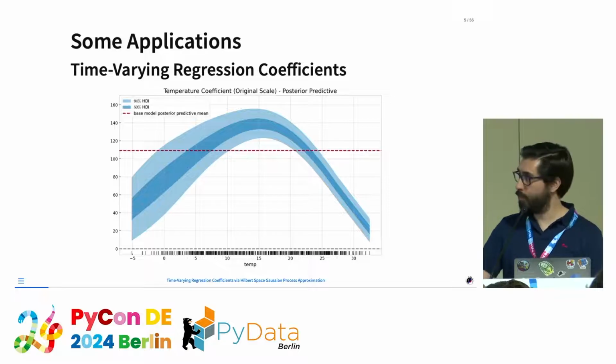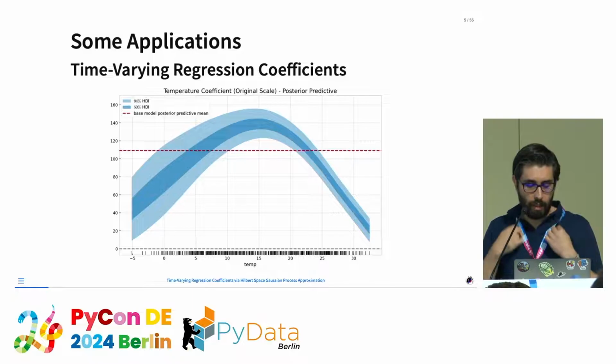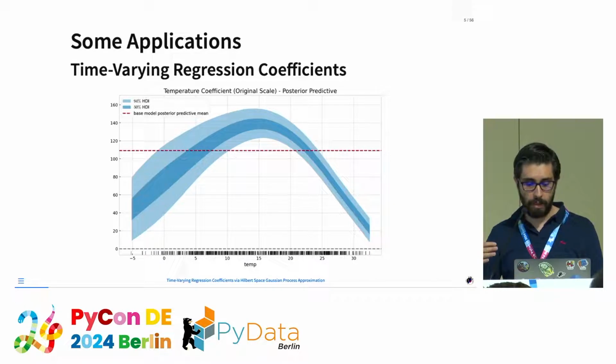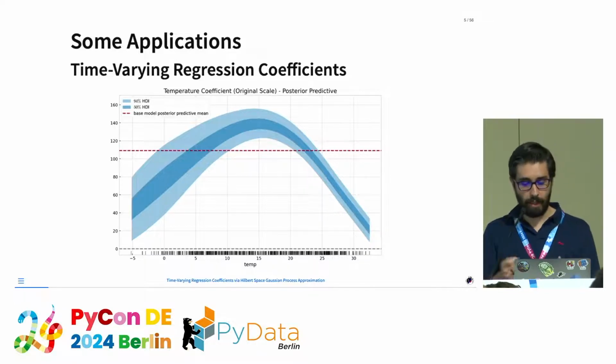So this is taken from a little case study that I wrote about this classical bikes data set, where you want to model the number of bikes rented in a city as a function of many covariates and temperature. If you fit a linear model, you have a coefficient: how many bikes do you expect to be rented if you increase the temperature by 1 degree? But if you actually do a time varying coefficient, you see that after 25 degrees or so, the effect is actually lower than what you would get from a linear model.